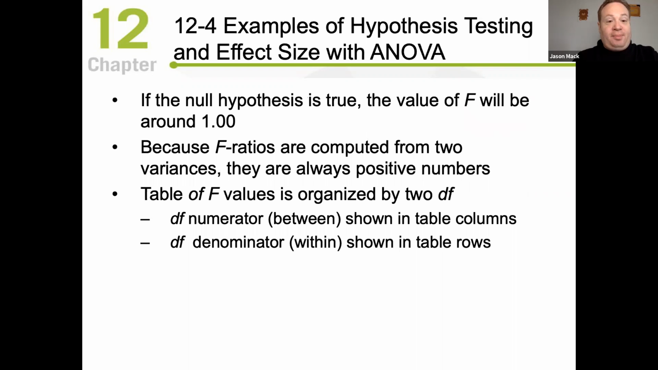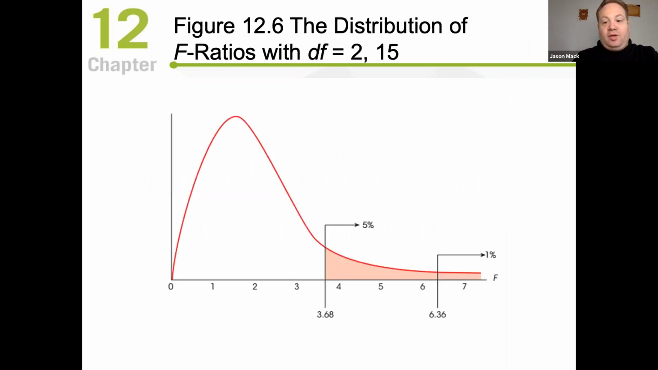So, examples of hypothesis testing and effect size with ANOVA. If the null hypothesis is true, the value of F will be around 1. Because F ratios are computed from two variances, they are always positive numbers. The table of F values is organized by 2 degrees of freedom: degrees of freedom numerator, between, shown in table columns, and degrees of freedom within shown in table rows. For the F distribution with degrees of freedom 2 and 15, of all the values in the distribution, only 5% are larger than F equals 3.68, and only 1% are larger than F equals 6.36.